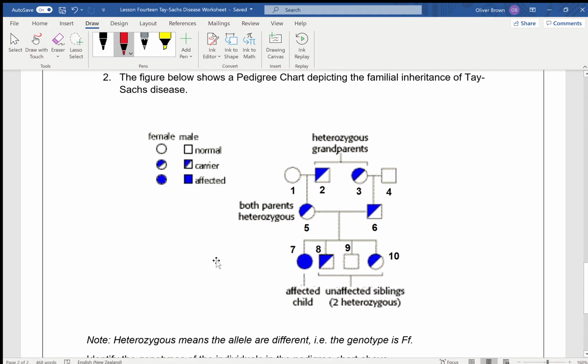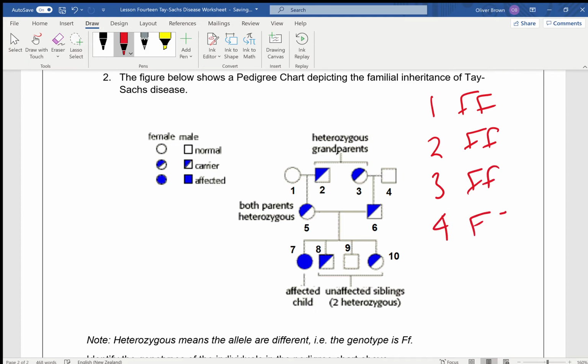A pedigree chart is always a chart of phenotypes, and that's something worth stressing. It's a chart of phenotypes. In this particular pedigree chart, they've also shown us the genotype, which is a bit nice of them. So I'll just run through the answers so you can check your work. Number 1 is going to have the genotype big F, big F. Individual 2 is heterozygous, big F, little f, different alleles, heterozygous. 3, big F, little f.